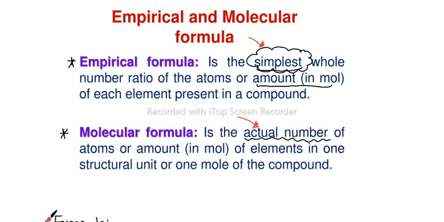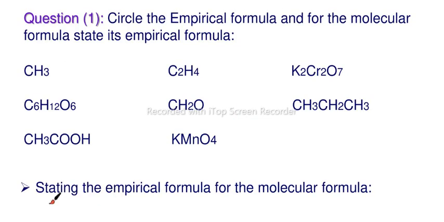but the molecular formula is the actual number of moles. I'm going now to start with a small question to double check that the definition of both empirical formula and molecular formula are understood. The question is, circle the empirical formula, and for each molecular formula we need to state its empirical formula. So let's start with the first row. I'm going to circle the molecules which are presented in the simplest form. So they are named as empirical formula.